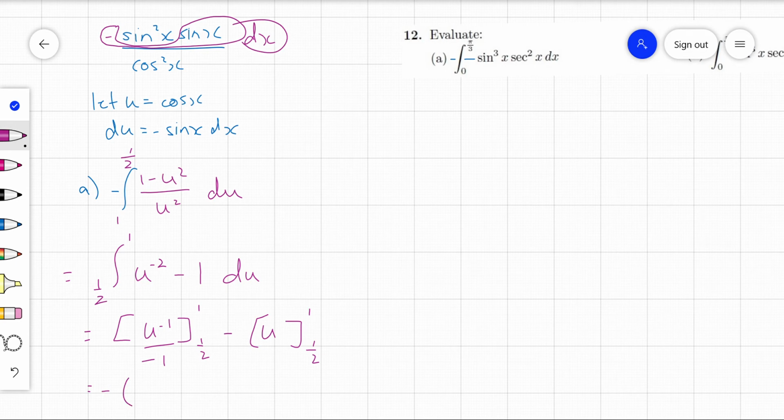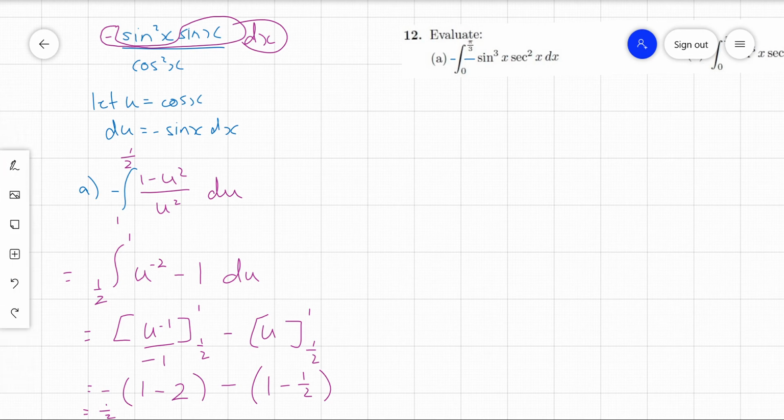If I sub 1 in, 1 on 1 is 1. If I sub a half in, 1 divided by a half is minus 2. So 2 there. So it's the same as 2 minus 1, so it's just 1 because of the minus out the front. And 1 minus a half here. So putting all that in, we just get a half there.